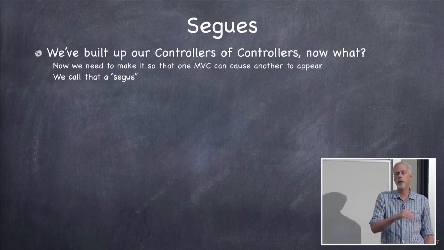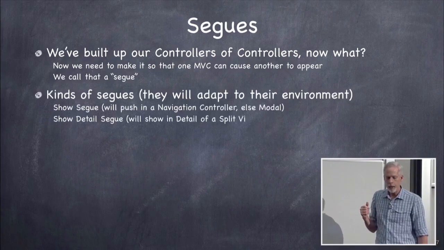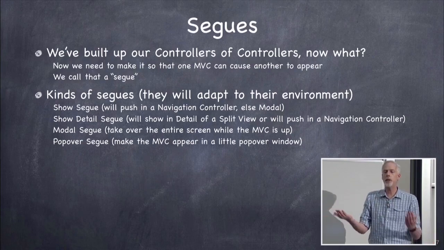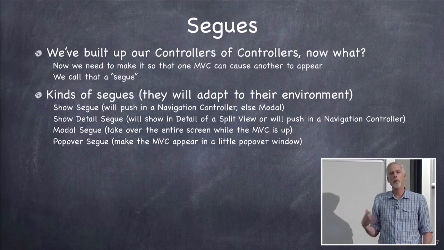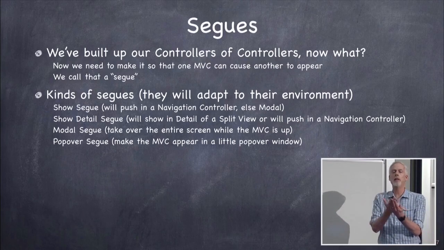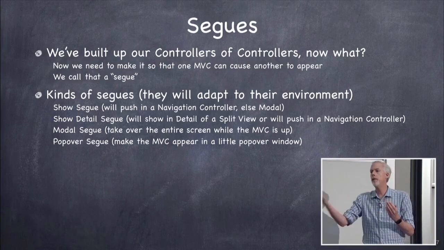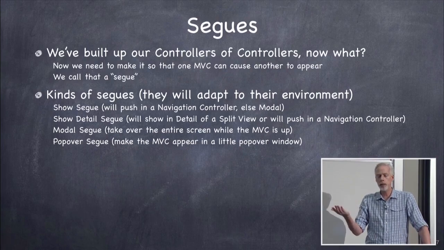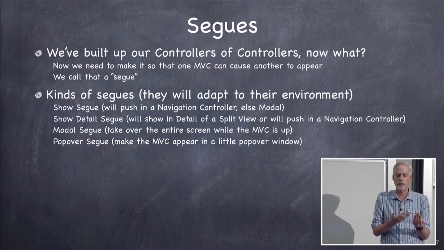We do that with what are called segues. Kind of alluded to this earlier. These are the kinds of segues that exist. There's a show segue. That means you're in a navigation controller, slide a card on. There's show detail, which if you're in a navigation controller still means slide a card on. But if you're inside a split view, it means put this new MVC where the detail goes. That's why it's called show detail. So show detail behaves differently depending on whether you're in a split view or you're in a navigation controller.